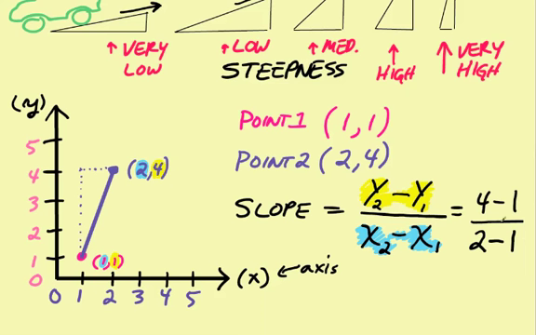4 minus 1, well, that's just 3. And 2 minus 1 is just 1. So the slope, the mathematical value for slope, which we've calculated by subtracting the y values for the numerator and then the x values for the denominator, is 3 over 1. Okay, and here we are. So 3 over 1 is the slope. Perfect.